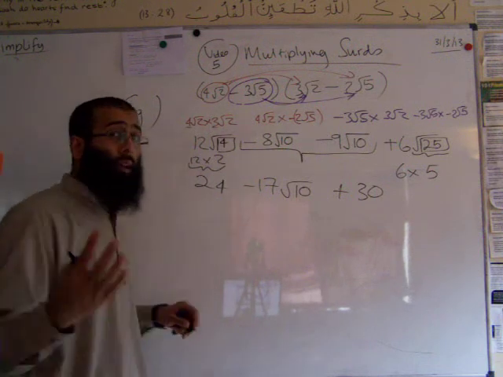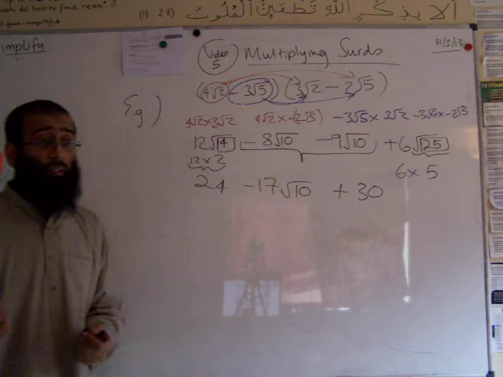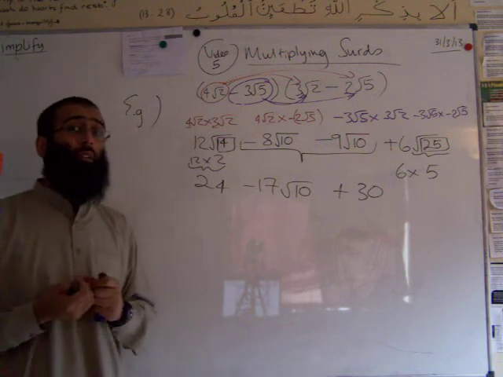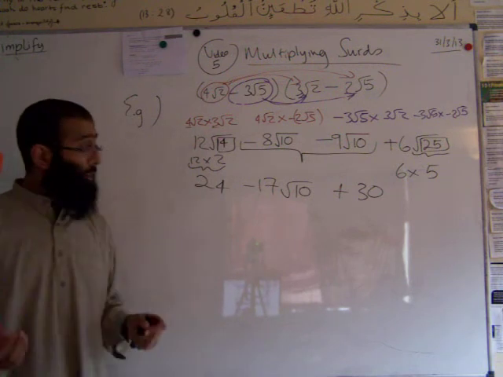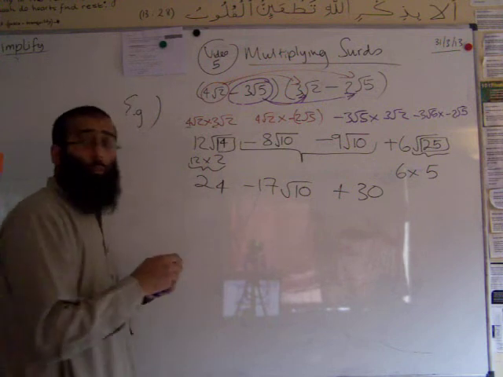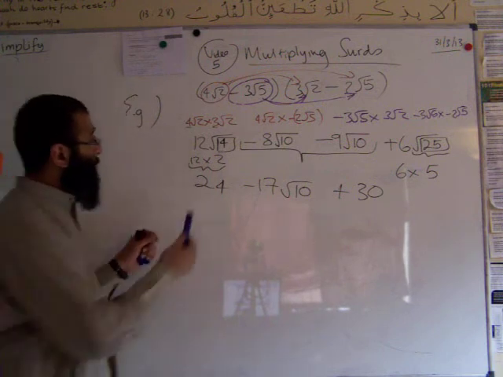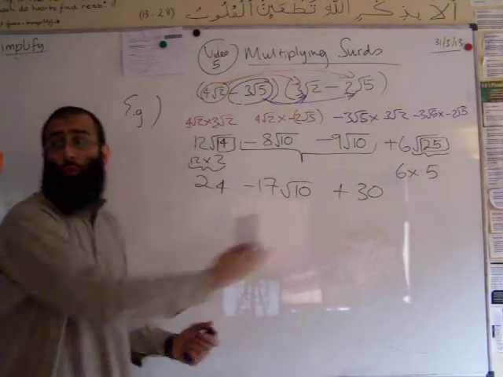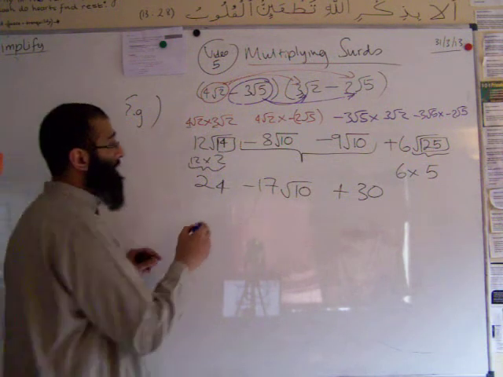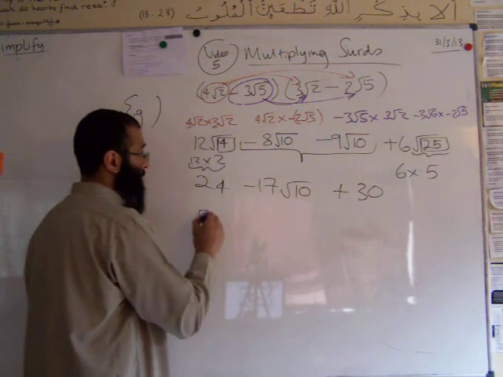Okay? Remember, maths is not difficult. Maths is only as hard as the person who's teaching makes it. Try to make things as easy as possible. So, what can we do next? I've got 24 and I've got 30. What can we do with those two numbers? Add them. That gives us 54.